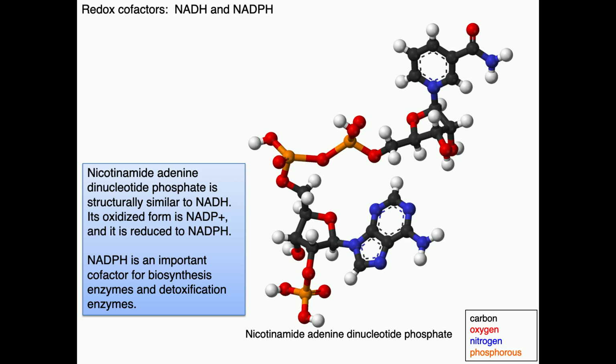Okay, so while NADH is mainly associated with fuel oxidation reactions, converting large substrates into smaller molecules so that we can get energy from them, the NADPH is involved in biosynthetic reactions and in detoxification reactions. Okay, that's the main role there.